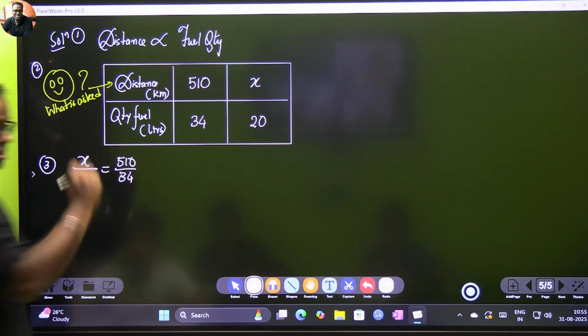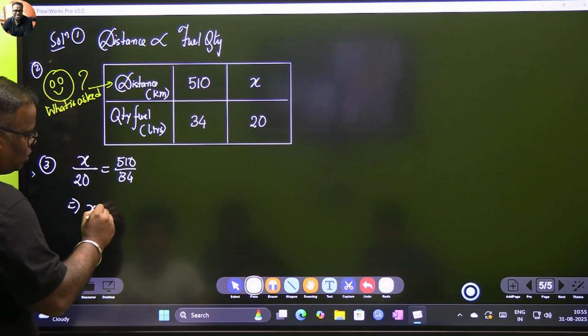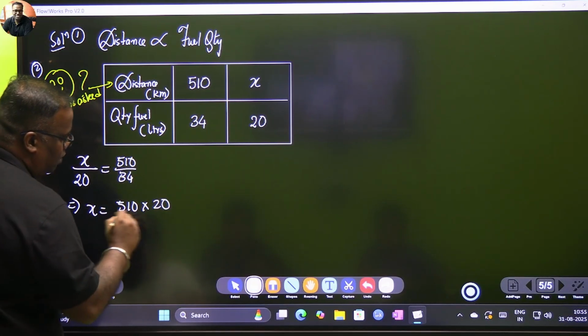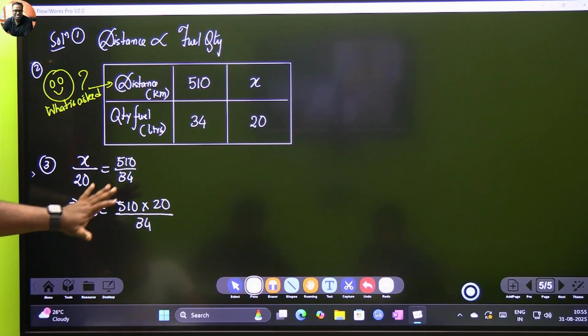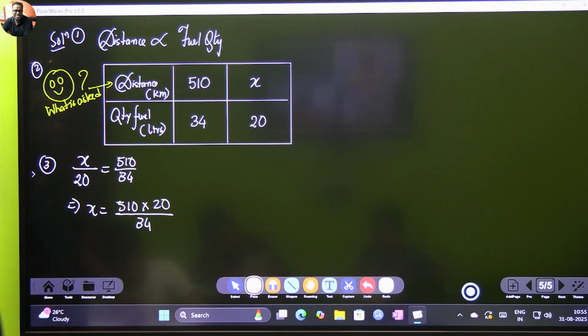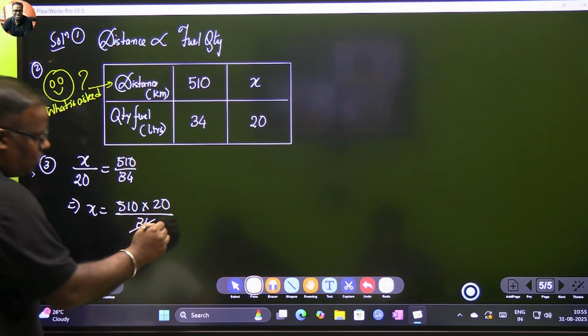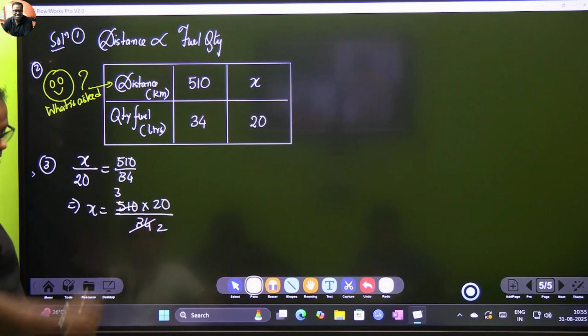Can we write this? Now it is a linear equation problem. X is equal to 510 into 20 divided by 34. Right. Now how to do this simplification quickly? Just see. If you know the table of 17, 17 2 times is 34 and 17 3 times is 51, and this 0 comes just like that.